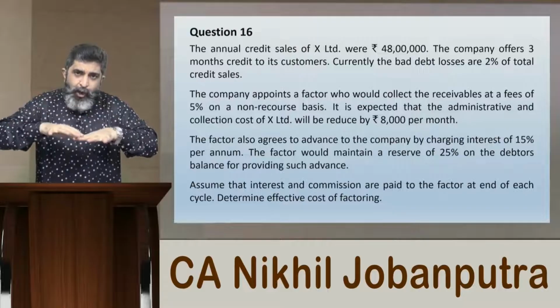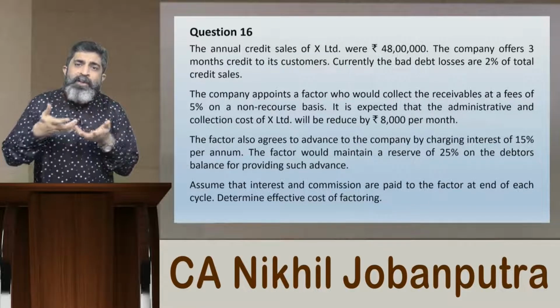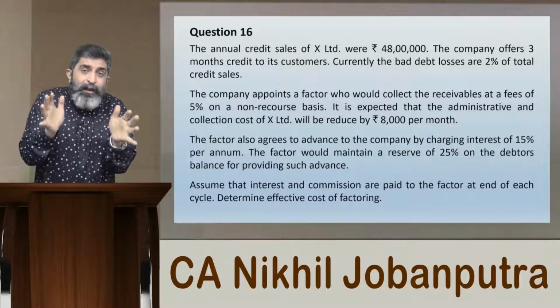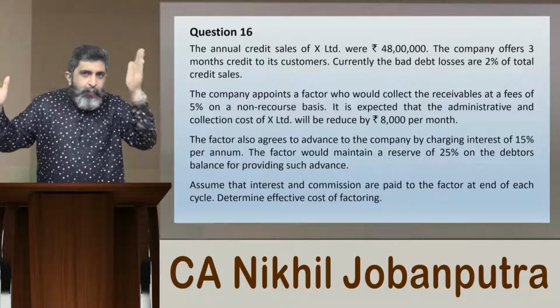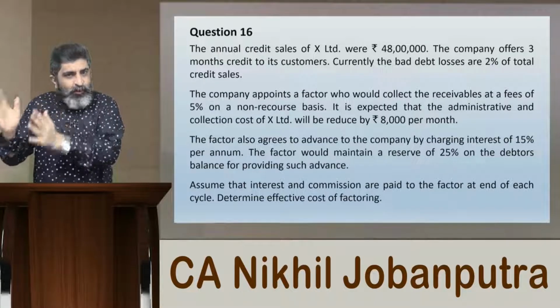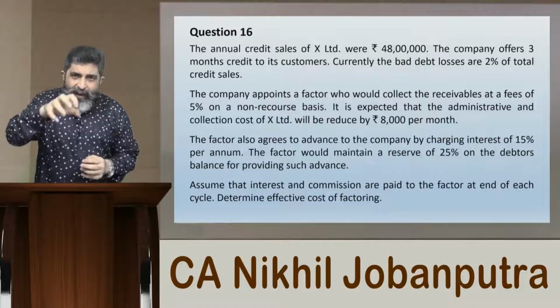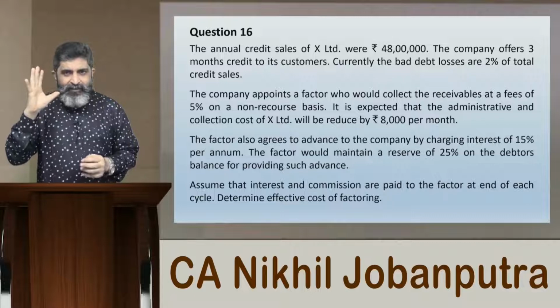So at one point of time, when you are appointing the factor, the factor cannot collect 48 lakhs, because in one cycle your sale is just 12 lakhs. So understand, 48 lakhs of total annual sales, you can break it into 4 cycles of 12 lakhs, 12 lakhs, 12 lakhs and 12 lakhs. So when you are asking the factor to go for collection, in one cycle the factor will be collecting a maximum amount of 12 lakhs, correct?